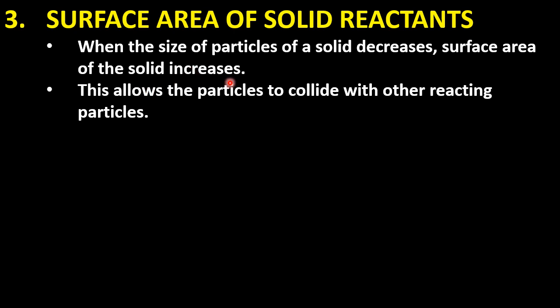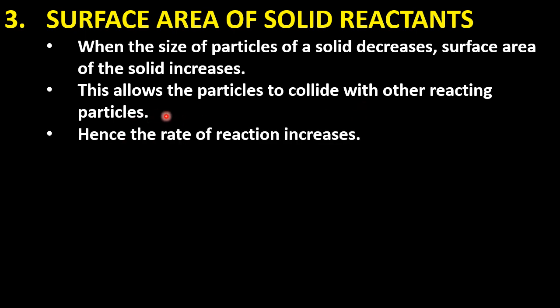So this decrease in particle size and increase in surface area allows the particles to collide with each other very, very often. So the result is that the rate of chemical reaction is going to increase. Take note here. How do you decrease the size of particles of a substance? By simply crushing it.